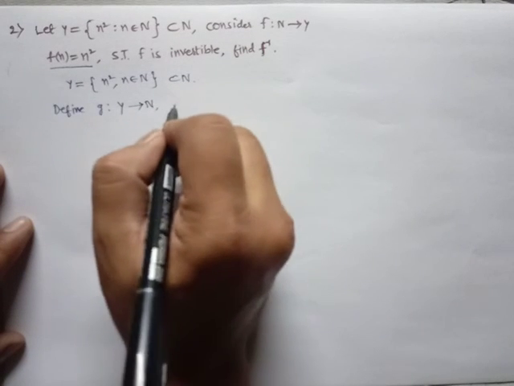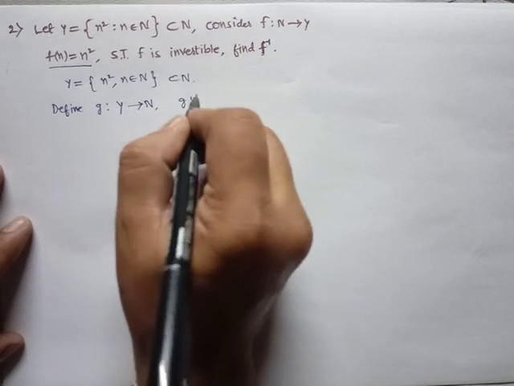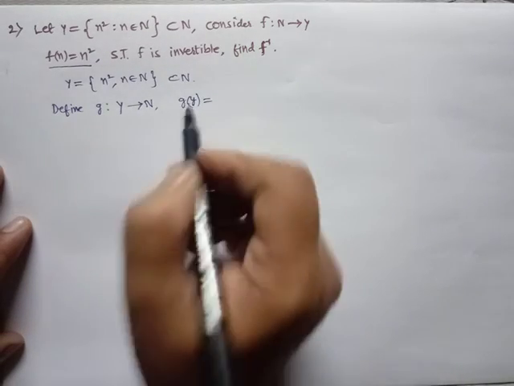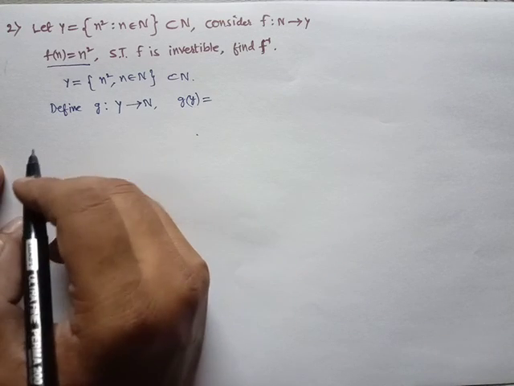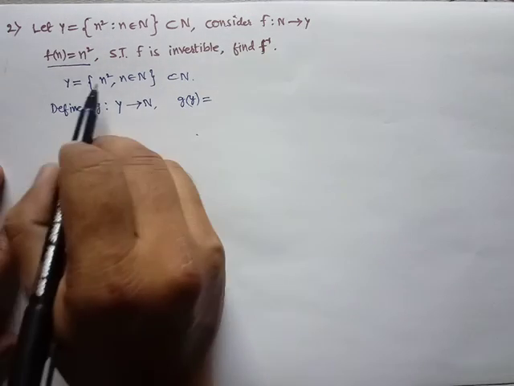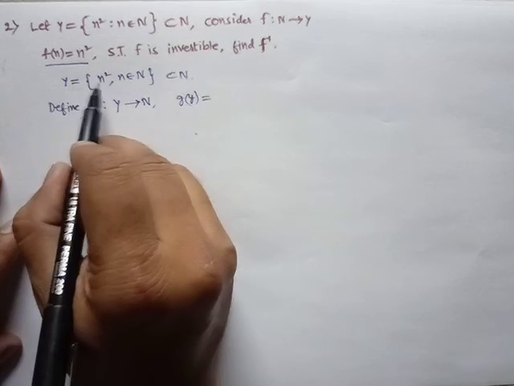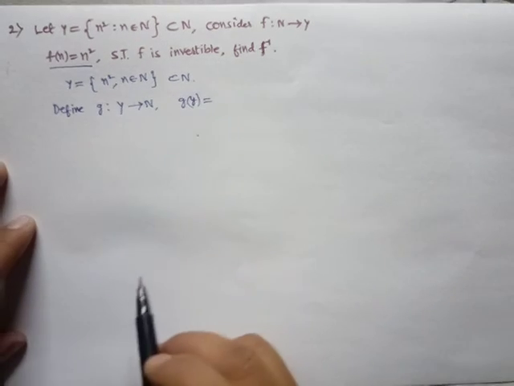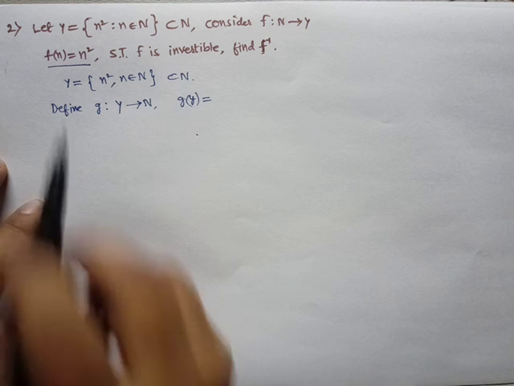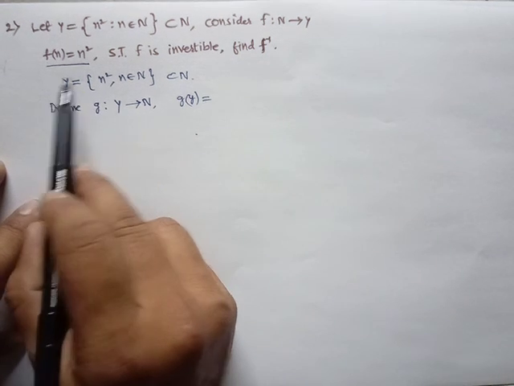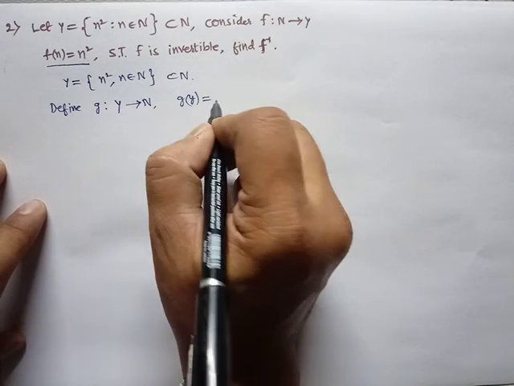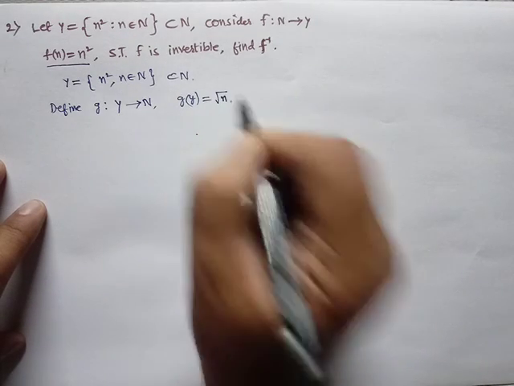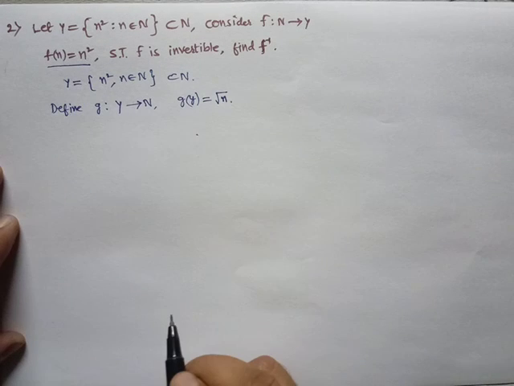such that g of y is equal to, you consider the reverse. Reverse is nothing but, it is given as y is equal to n square, then sending this square to the left-hand side, it will become square root of y, then you make this as square root of n. This way you define.